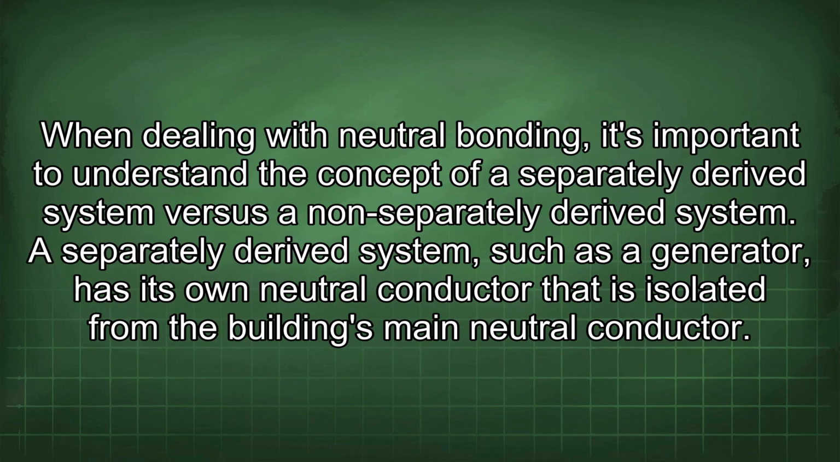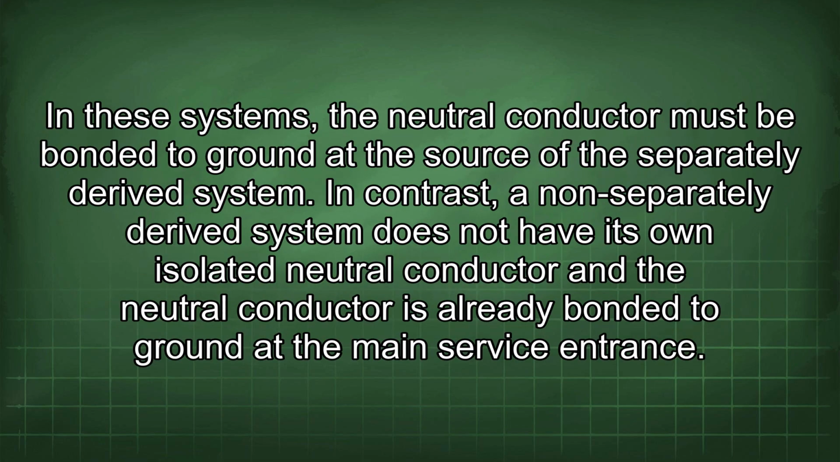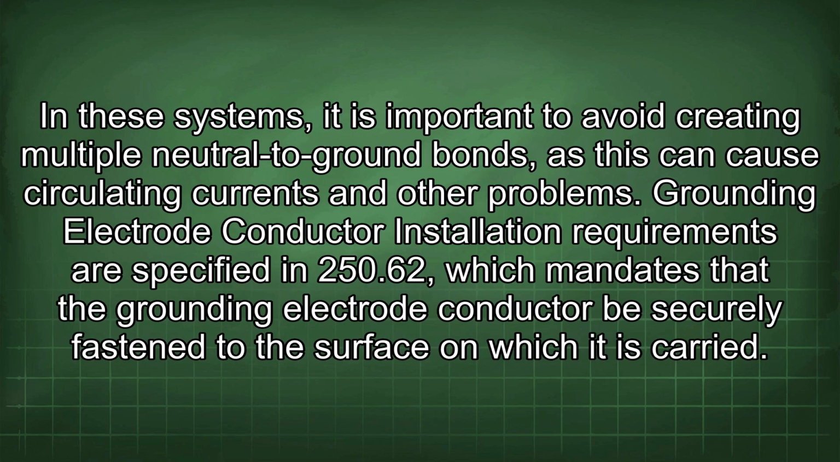When dealing with neutral bonding, it's important to understand the concept of a separately derived system versus a non-separately derived system. A separately derived system, such as a generator, has its own neutral conductor that is isolated from the building's main neutral conductor. In these systems, the neutral conductor must be bonded to ground at the source of the separately derived system. In contrast, a non-separately derived system does not have its own isolated neutral conductor, and the neutral conductor is already bonded to ground at the main service entrance. In these systems, it is important to avoid creating multiple neutral to ground bonds, as this can cause circulating currents and other problems.